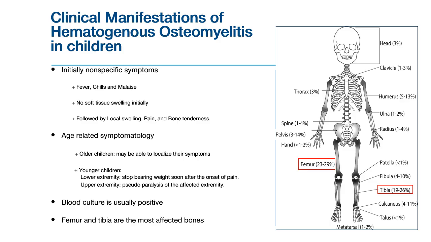Blood culture is usually positive, and the femur and tibia are the most often affected bones. On the right side, this is a skeleton, with different percentages of bony involvement, with femur and tibia topping the list.